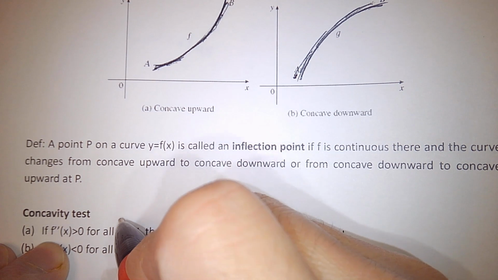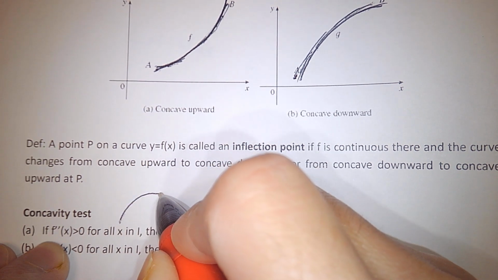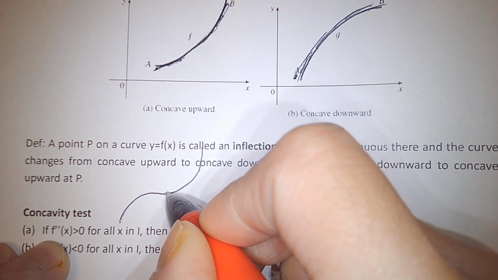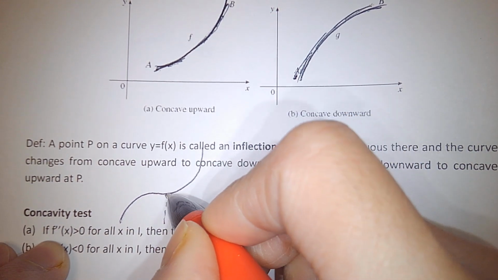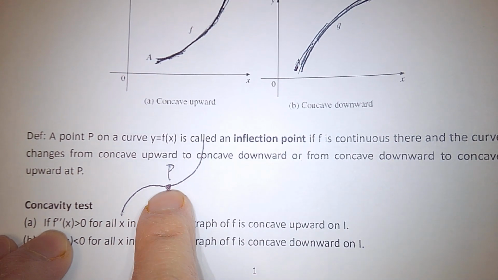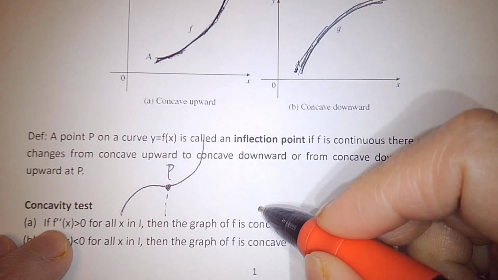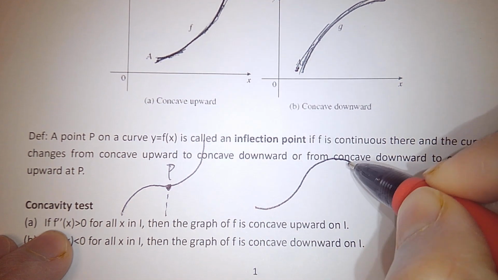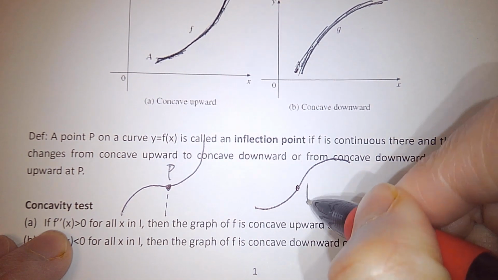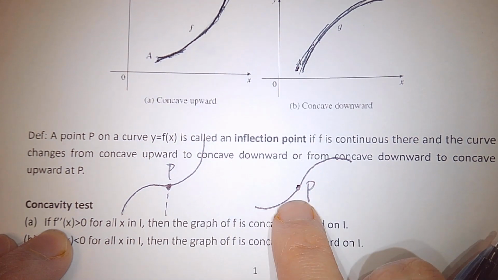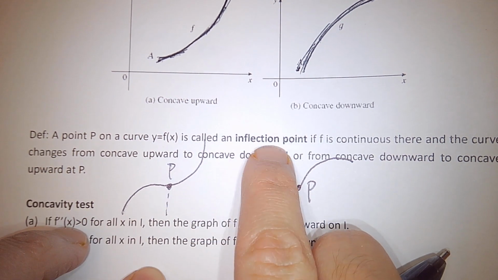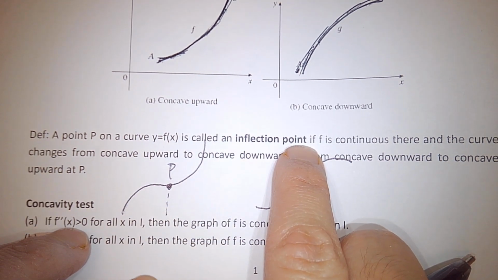The next definition says a point P is called the inflection point. For example, the curve looks like this, concave downward, and then changes to concave upward at this point P. Then this point P is called an inflection point. Or previously it is upward, and then it changes to downward. So at this point P, from upward to downward, or from downward to upward, this kind of point is called an inflection point. Do you see that?